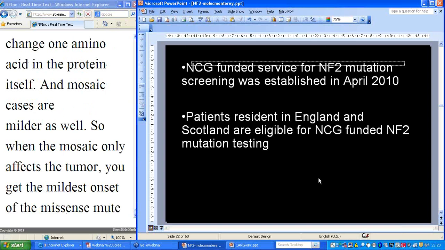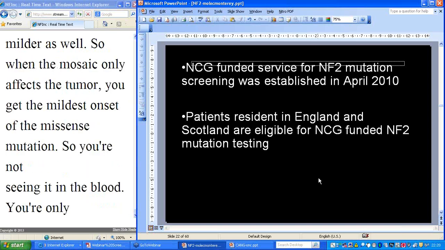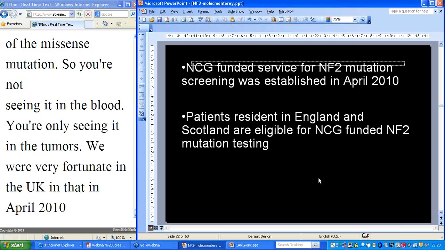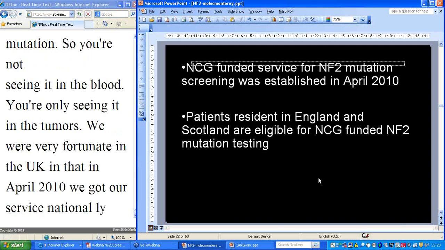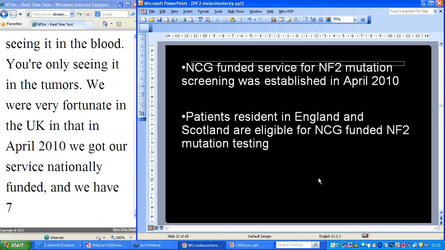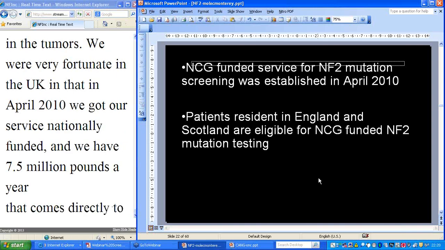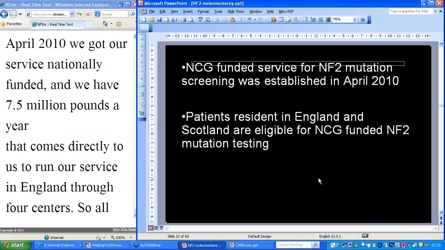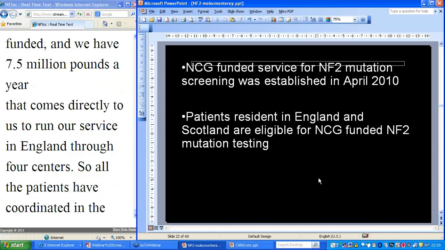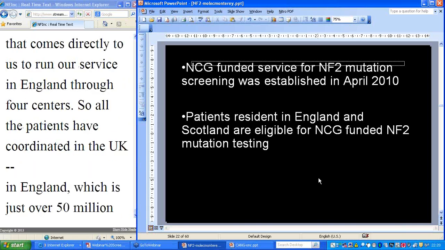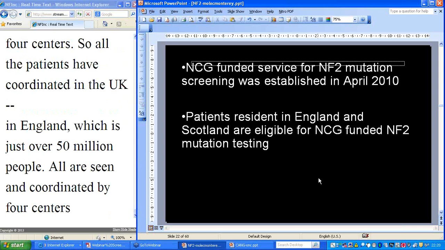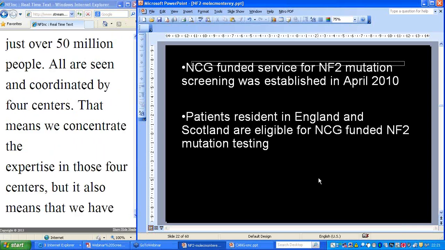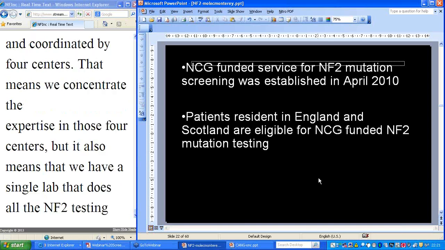Now, we were very fortunate in the UK in that in April 2010, we got our service nationally funded, and we have £7.5 million a year that comes directly to us to run our service in England through 4 centres. So all the patients are coordinated in the UK, in England, which is just over 50 million people. All are seen and coordinated by 4 centres. That means we concentrate the expertise in those 4 centres. But it also means that we have a single lab that does all the NF2 testing, and that lab is thankfully for me, in Manchester.